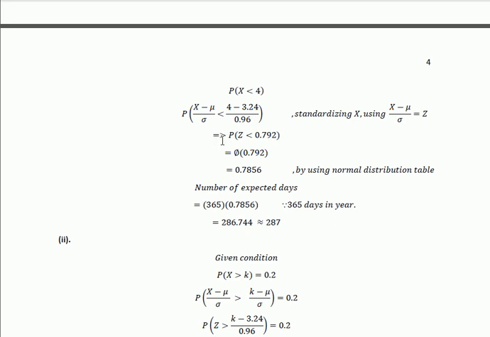After simplification, we get P of z less than 0.79, and from the distribution table, the value of phi of 0.792 is equal to 0.78565. As there are 365 days in a year, we multiply it by 365 days because we want to calculate the number of days from a whole year. So the answer is 287 days.